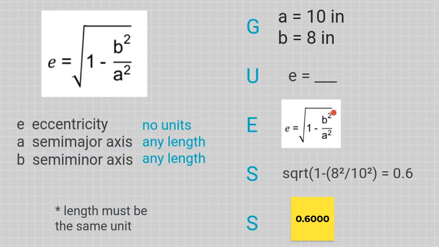What is the eccentricity? So we're going to use this formula. We're going to plug into the calculator square root, open a parenthesis, 1 minus, open a new parenthesis, 8 squared divided by 10 squared, close the parenthesis, and if you run that through your calculator, you get 0.6 because this math is very nice.